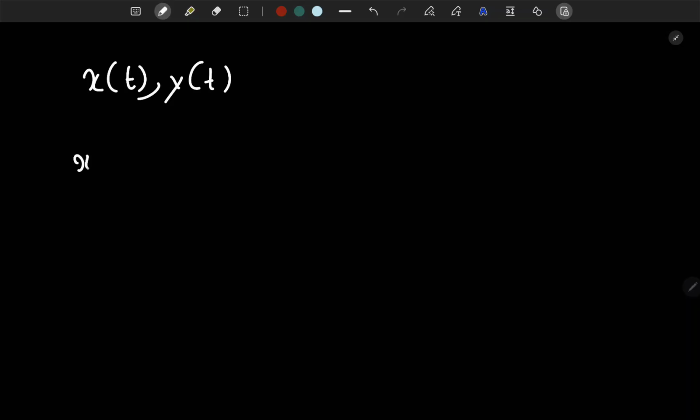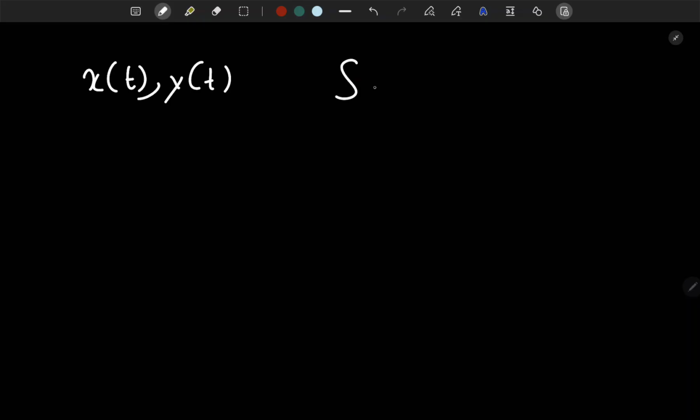So what I mean by this is, let's say we have x is equal to 10t plus 1, and then y is equal to 3t minus 6. So that's just an example. And in our last video we covered how to find the arc length, and in this video we'll be doing the surface area. So the formula is as follows.